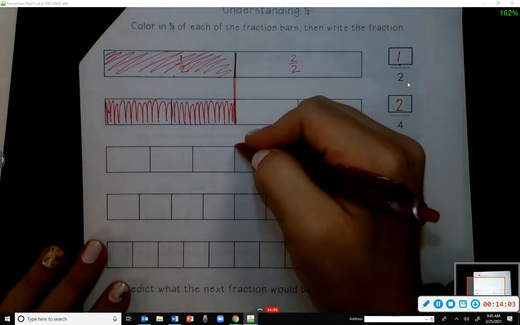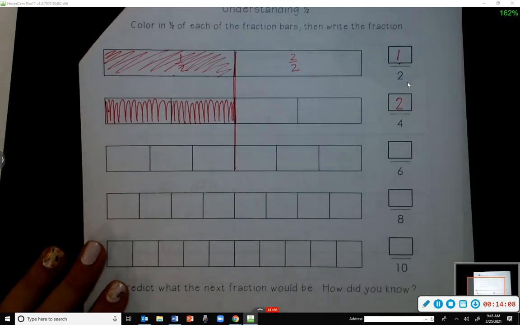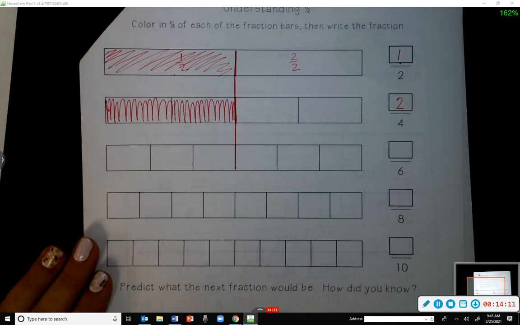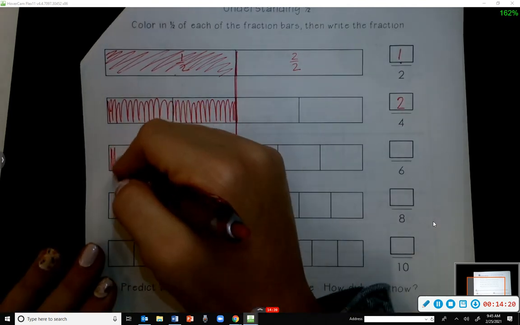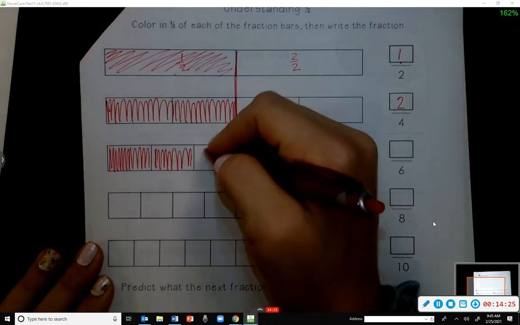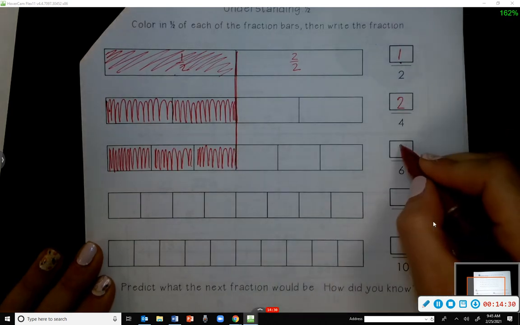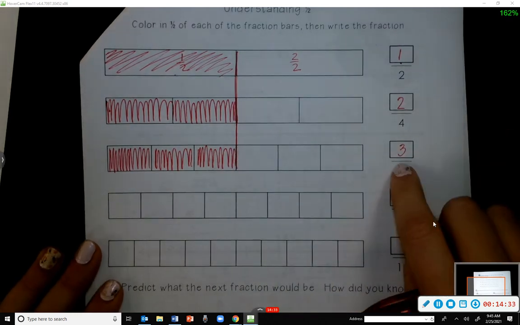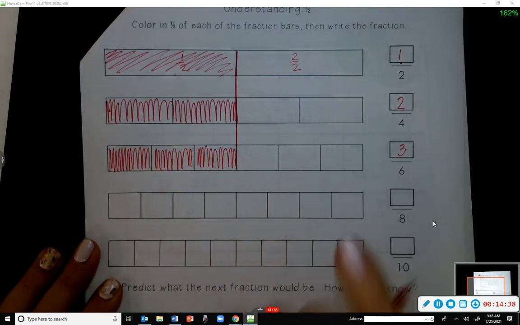Okay, the next one, Jalen, how many boxes would I color in to equal a half? What do you think would come next? 3 of them? We don't say 3.5, but just 3 boxes. So this would equal 3/6 down here at the bottom because I shaded in 3 out of 6 boxes.